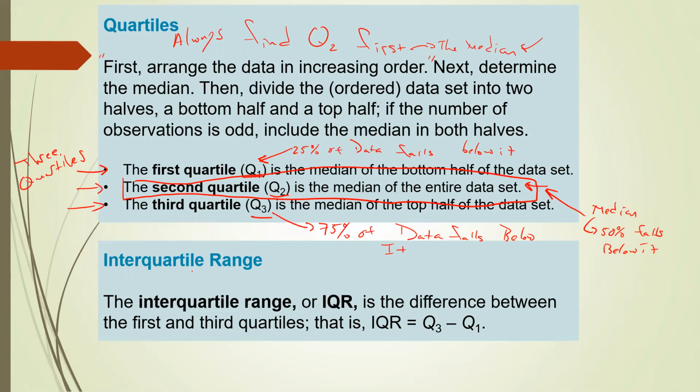Now that we know what quartiles are, we can find this interquartile range, this IQR. All it is is the difference between the first and third quartile. So it's just Q3 minus Q1. So really what the interquartile range is, is the range of the middle 50% of data. Okay, that's what this interquartile range is.